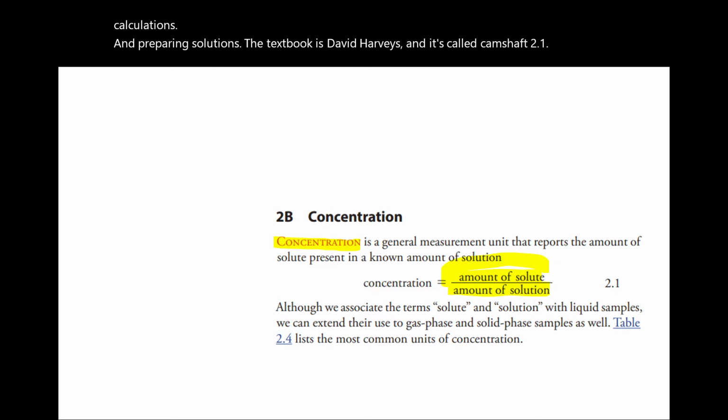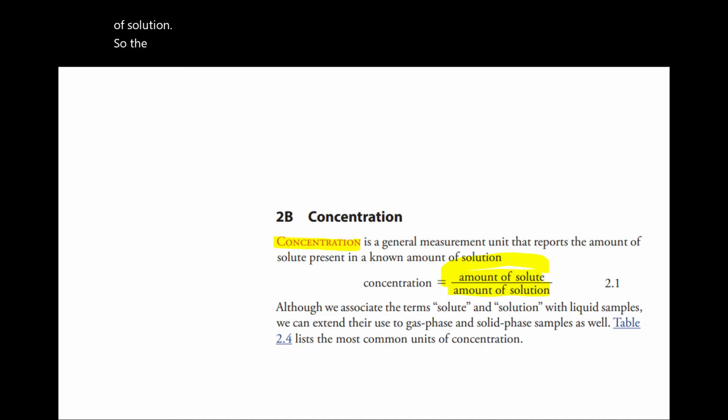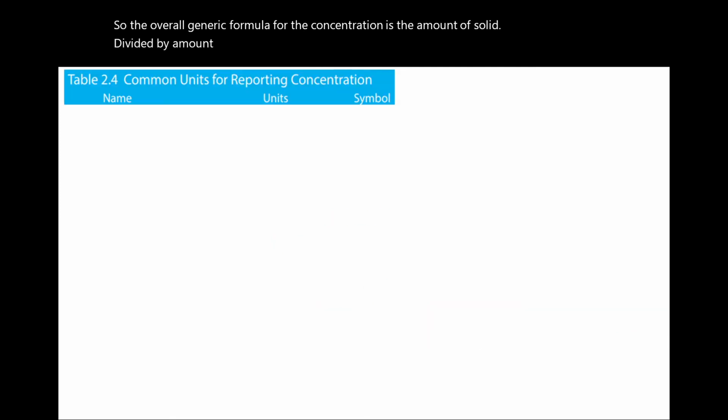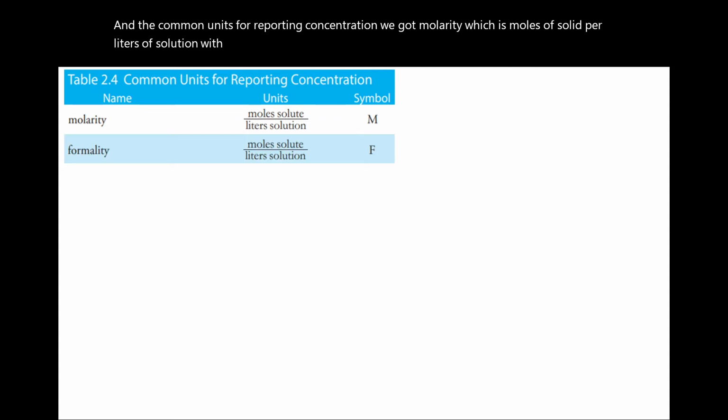The concentration is a general measurement unit that reports the amount of solute present in a known amount of solution. The overall generic formula for the concentration is the amount of solute divided by the amount of solution. And the common units for reporting concentration: we've got molarity, which is moles of solute per liters of solution, with the symbol of capital M.